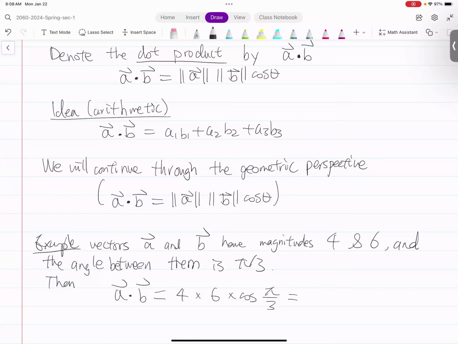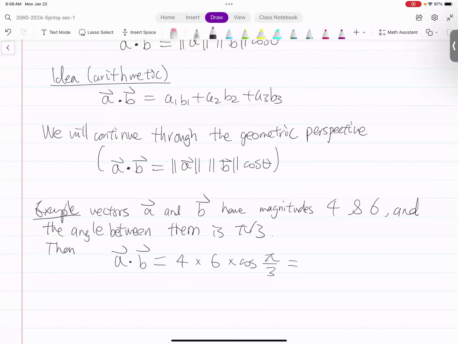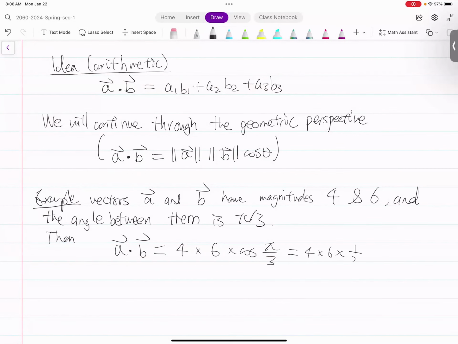So direct multiplication. But now we just need to watch out for the cosine, right? So for those special angles like pi over 6, pi over 4, pi over 3, pi over 2, 0, and so on and so forth, you do need to know how to calculate cosine and sine. So this is 4 times 6 times cosine pi over 3, so half. So essentially, this is going to be a 12.